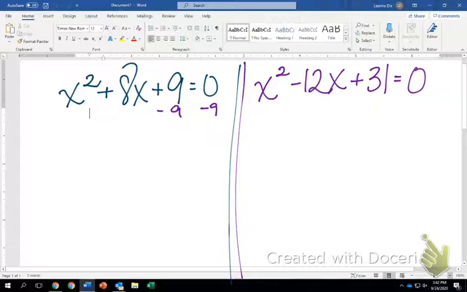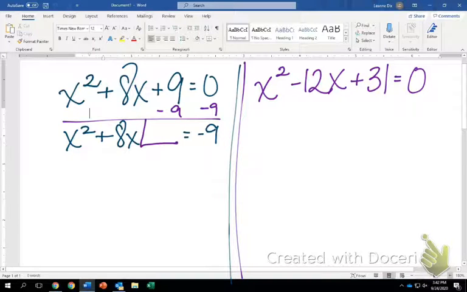Obviously, 9 is a perfect square, but unfortunately, it does not match with that 8, because it should be the square root of 9, which is 3, and then 3 times 2 is 6, and we have an 8, so it doesn't work out. So we're going to bring over the 9, and we'll have x squared plus 8x, leave some space, equals negative 9. And so we're going to fill in this portion right here.